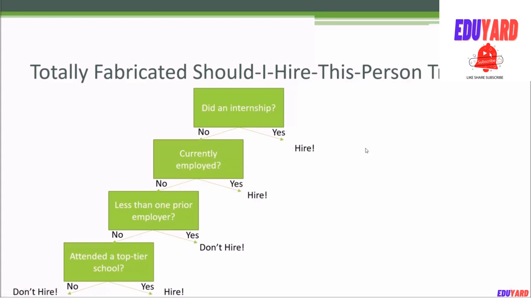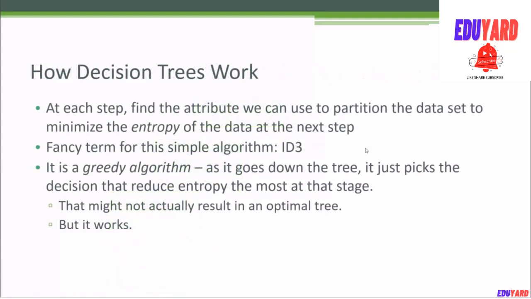So it's like going through a flow chart, and it's kind of awesome that an algorithm can produce this for you. The algorithm itself is actually very simple. Here's how it works. At each step of the decision tree, like a flowchart, we find the attribute that we can partition our data on that minimizes the entropy of the data at the next step.